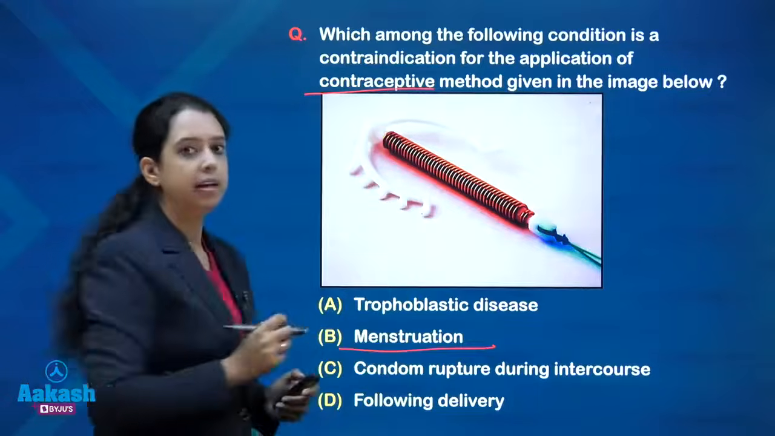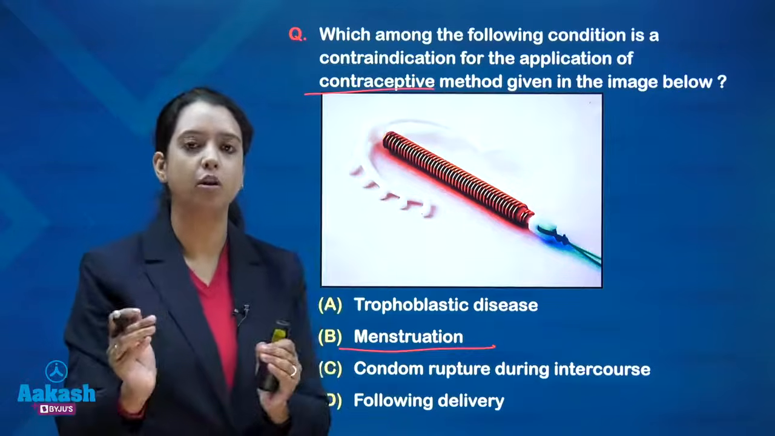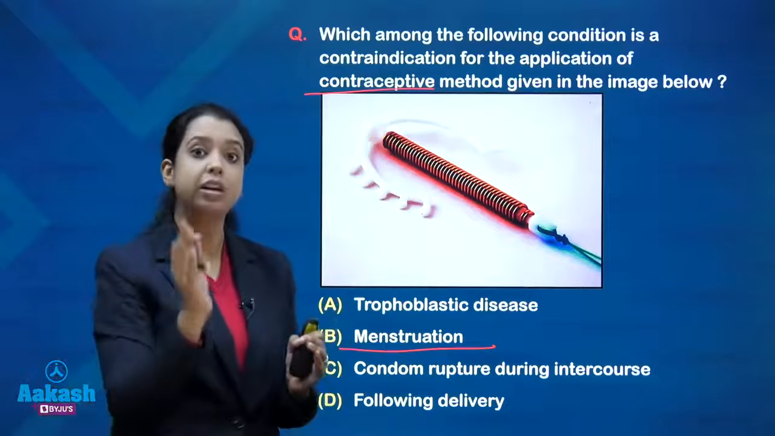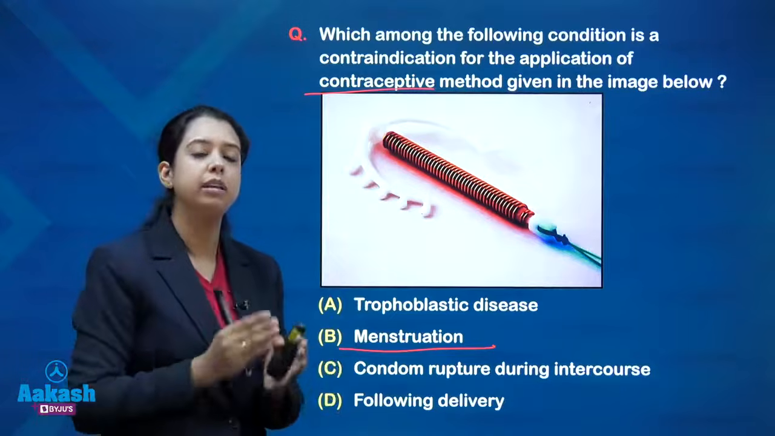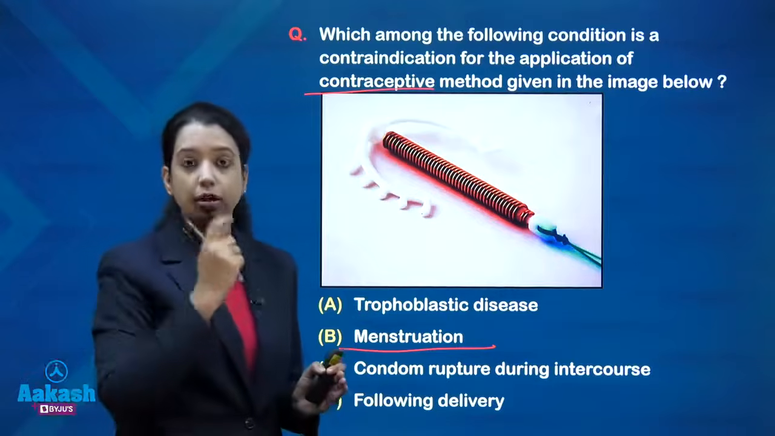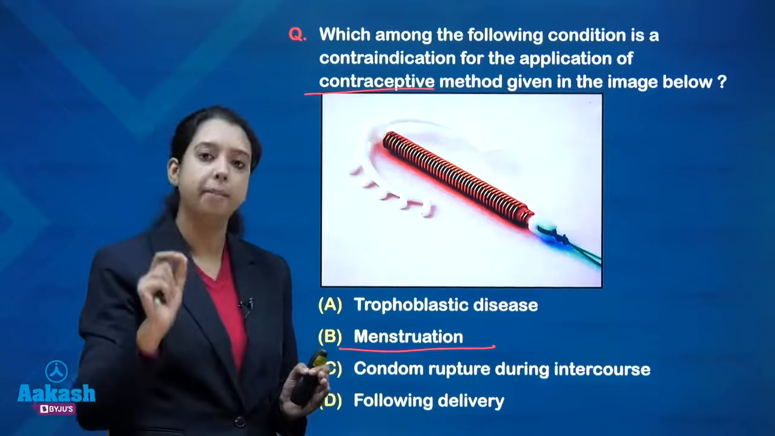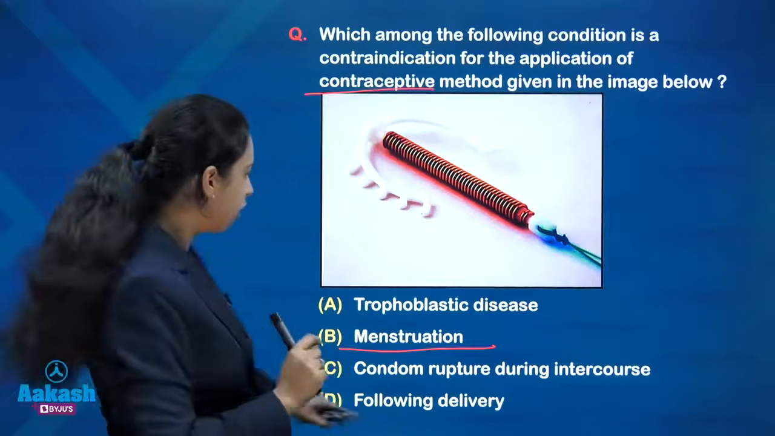Is copper IUCD contraindicated in menstruation? No. You can very well apply copper IUCD or any IUCD during menstruation also. In fact, it has been seen that because the cervix is soft and dilated, you can easily introduce the copper IUCD. Though expulsion rates are high, you can safely introduce it during menstruation also. It's not a contraindication.